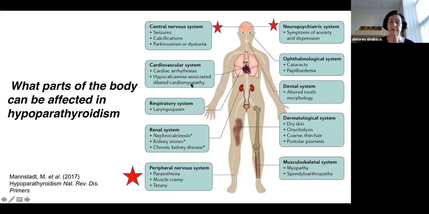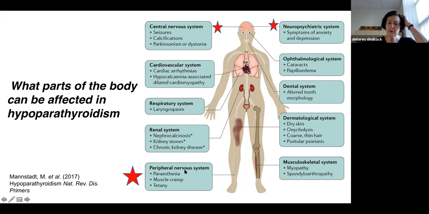Sometimes the heart can get involved. Thankfully, it's rare, but sometimes the heart can get enlarged and not function properly. The eyes can develop cataracts or swelling. This just means swelling in the back of the eye. Sometimes the lungs and the larynx can go into spasm, and there can be throat tightness or wheezing. The kidney, really important. Sometimes there can be calcium deposits. That's what nephrocalcinosis means, calcium deposits in the kidney, or kidney stones. And sometimes if the kidney is being affected by this condition, chronic kidney disease can develop.